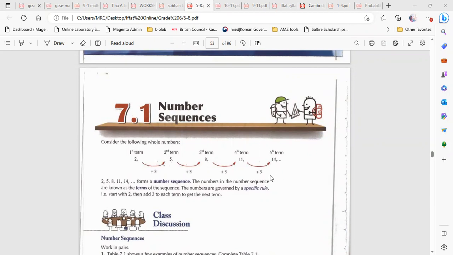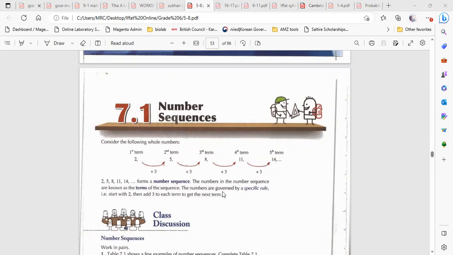Right? So we have to know what the difference between two terms is. So we have 3. When we add 3 to this term, 2 plus 3, we get the next term. And 5 plus 3 we get the next term 8. 8 plus 3 we get the next term 11. So 2, 5, 8, 11, 14 and so on forms a number sequence.